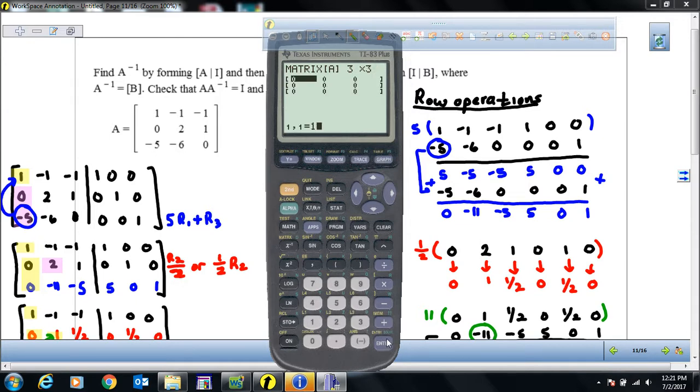Then we put the values, which is 1, negative 1, negative 1. Then we have a 0, then 2, then 1. And last, we have negative 5, negative 6, and 0.